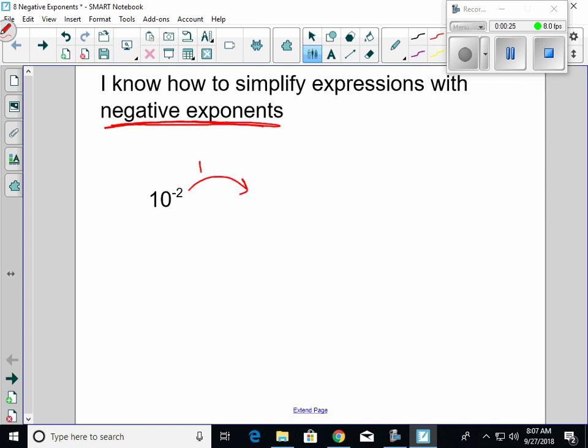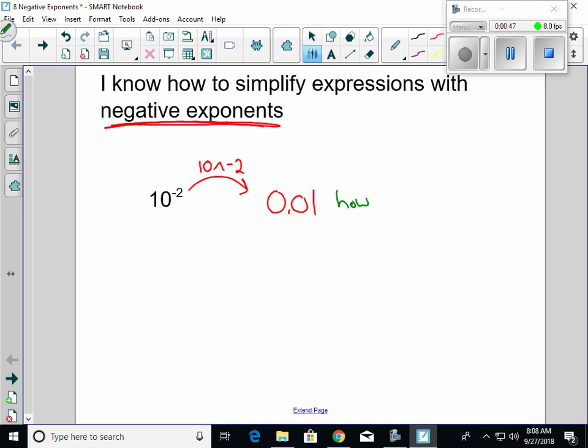Okay, so to put that in the calculator, I'm going to do the 10. Then on my calculator, I have this caret symbol. It's on the left. It's the fifth button down for me. And I type in negative 2. And that gives me a decimal. It says 0.01.